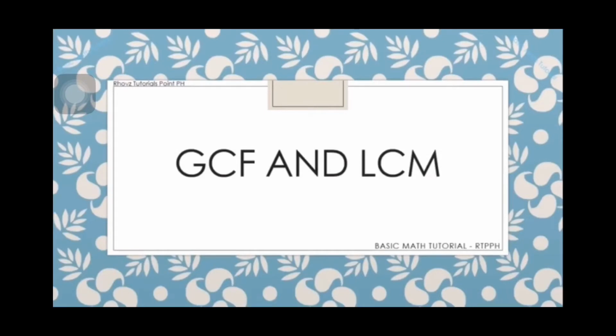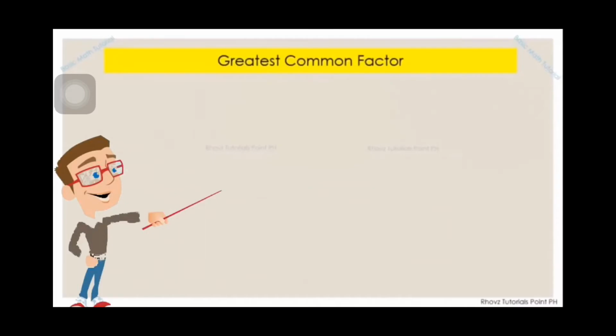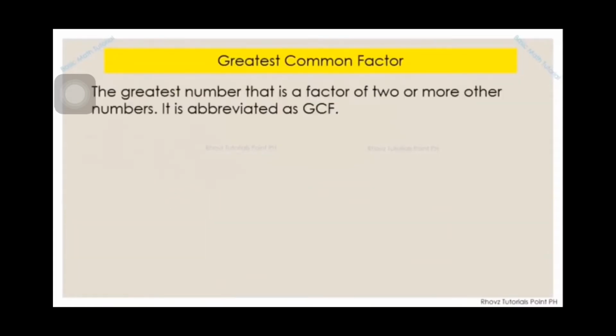Now let's tackle the greatest common factor and the least common multiple, or the GCF and LCM. We'll start with the greatest common factor: the greatest number that is a factor of two or more other numbers. It is abbreviated as GCF.